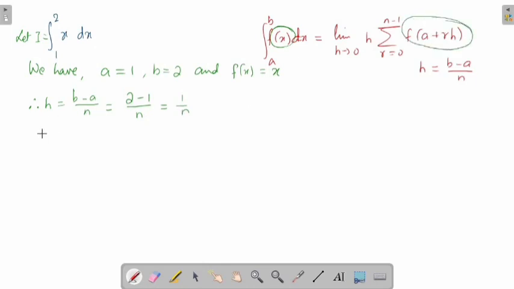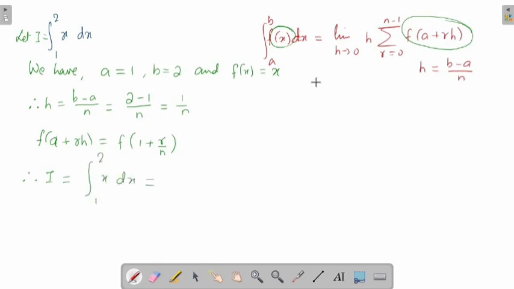So a is 1. Let me write a plus rh: f of a is 1 plus rh. What is r? R we don't know. R is just a number, and h is 1 by n, so I can write this as 1 by n. Try and understand: a is 1, r is there, h is 1 by n, so it becomes this much. Therefore your integral I will be equal to 1 to 2 x dx.